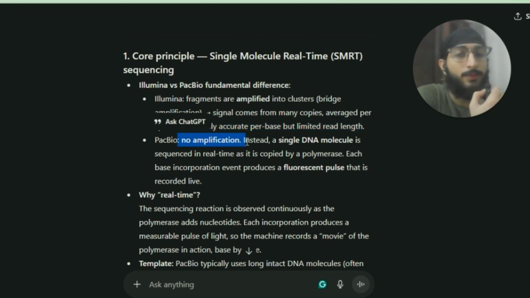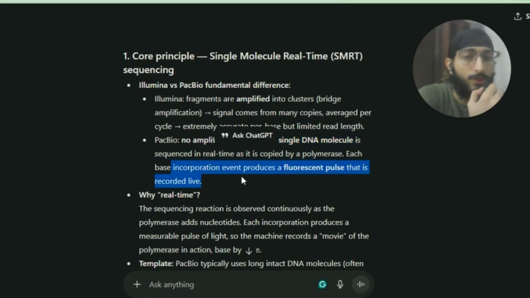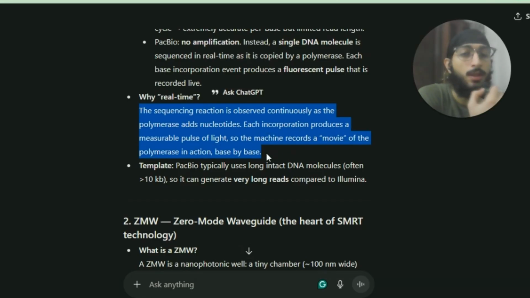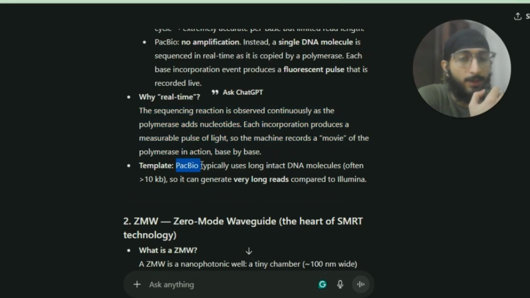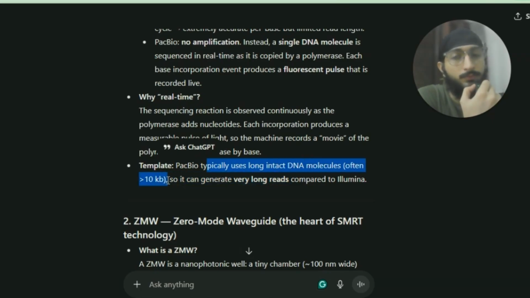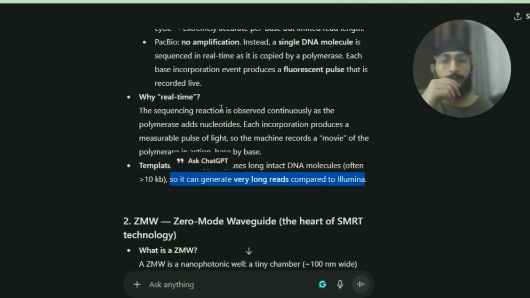In PacBio, we have no amplification, right? No bridge amplification. Instead, a single DNA molecule is sequenced in real time as it is copied by a polymerase. Each base incorporation event produces a fluorescent pulse that is recorded live. Why real time? The sequencing reaction is observed continuously as the polymerase adds nucleotides. Each incorporation produces a measurable pulse of light. So the machine records a movie of the polymerase in action, base by base. PacBio typically uses long intact DNA molecules, often greater than 10 kilo base pairs, so it can generate very long reads as compared to Illumina.